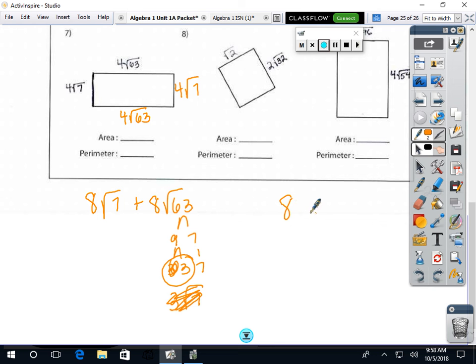So we have 8 square roots of 7 now, plus 24 square roots of 7, for a total of how many square roots of 7? What's 8 plus 24? 32. So that would be the final answer.